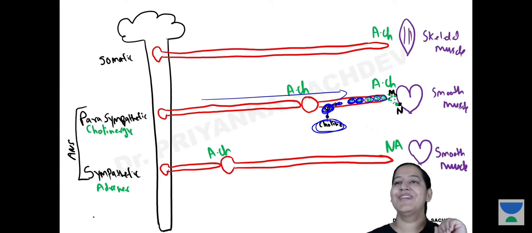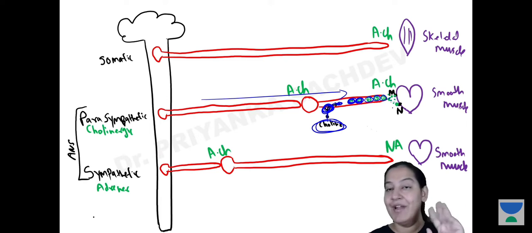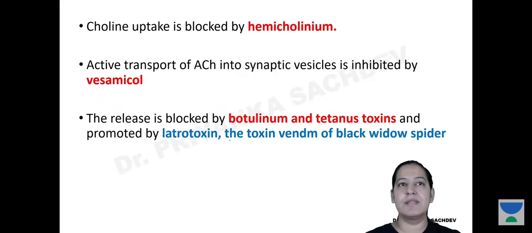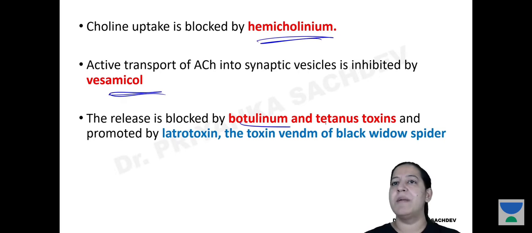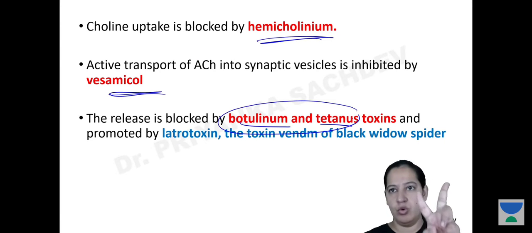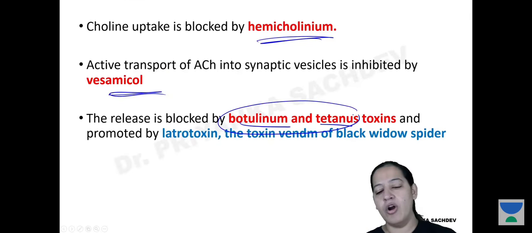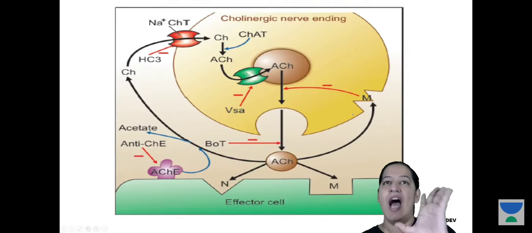Okay, I got it. So this is how. Now I would like to tell you 3 poisons. The names of the poisons are in front of you: hemicholinium, vesamicol, and botulinum and tetanus. Botulinum and tetanus are two poisons, so in total 4 poisons are there. All of them are anticholinergic poisons. I will tell you the mechanism of action and how they act.